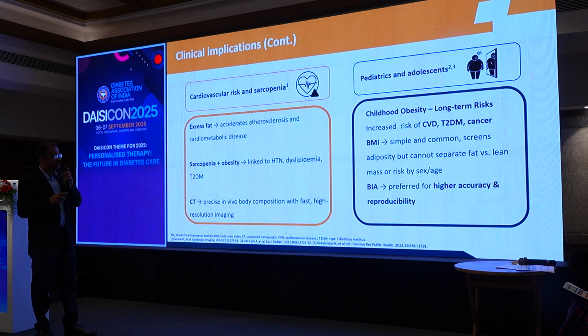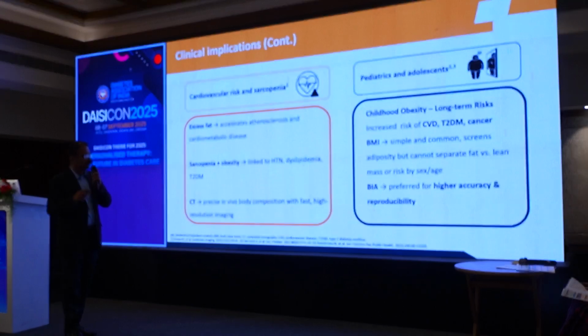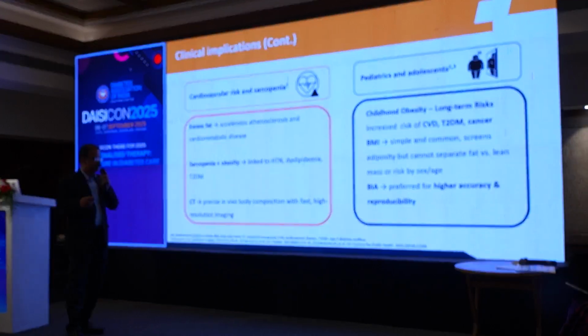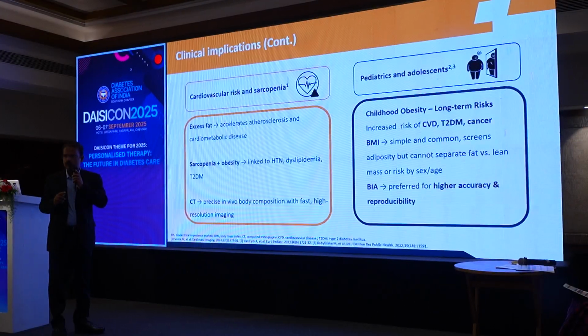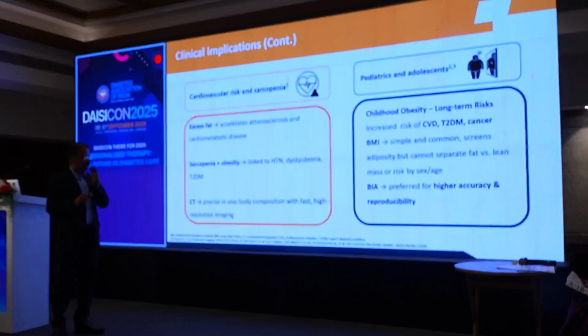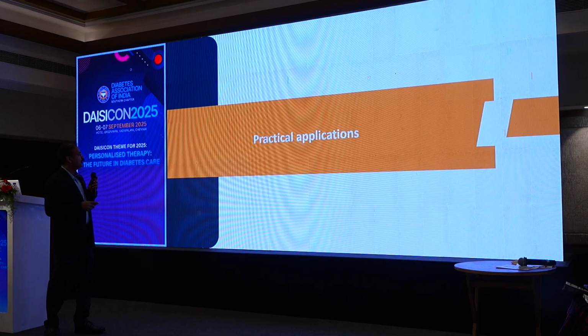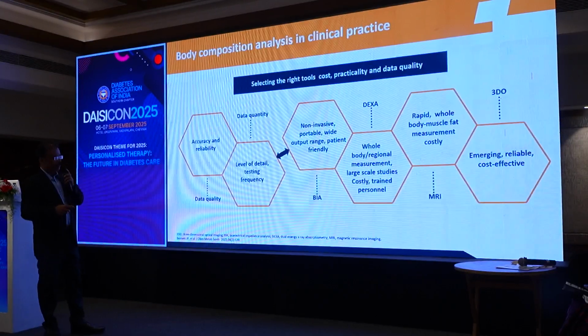And in case of pediatric childhood obesity, they always have a long-term risk of developing diabetes and cancer. So BMI alone is not going to be very helpful. Even though it is very simple and common, it doesn't separate fat from lean mass, or account for risk by sex or age. So bioimpedance analysis is preferred for higher accuracy and reproducibility. These are the various applications.